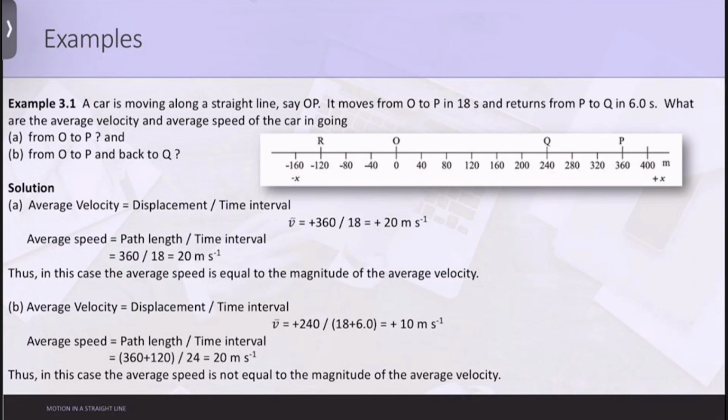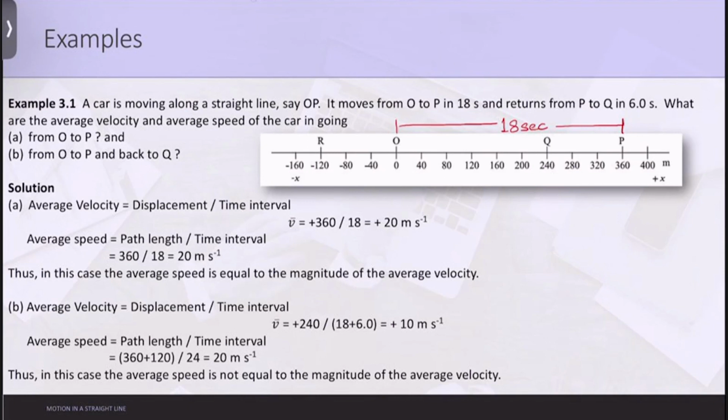A car is moving along a straight line, say OP. So let us say the car is moving along this direction in OP. It moved from O to P in 18 seconds. Fine. So let us say this time was taken as 18 seconds.